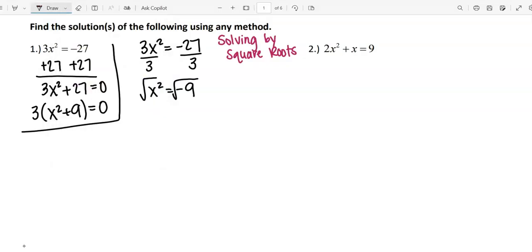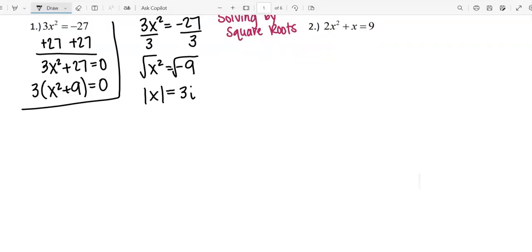What's the square root of x squared? It's what? Absolute value of x. I know I'm deaf, but I'm not that deaf. What's the square root of negative 9? 3i. Good. And what are you ready for once you have the absolute value of x?